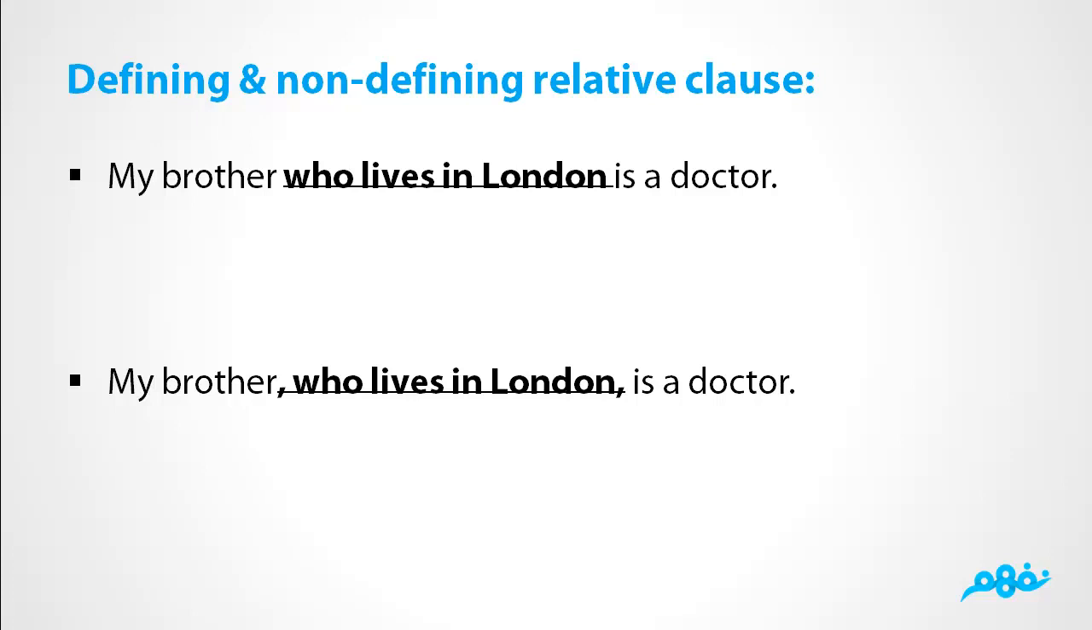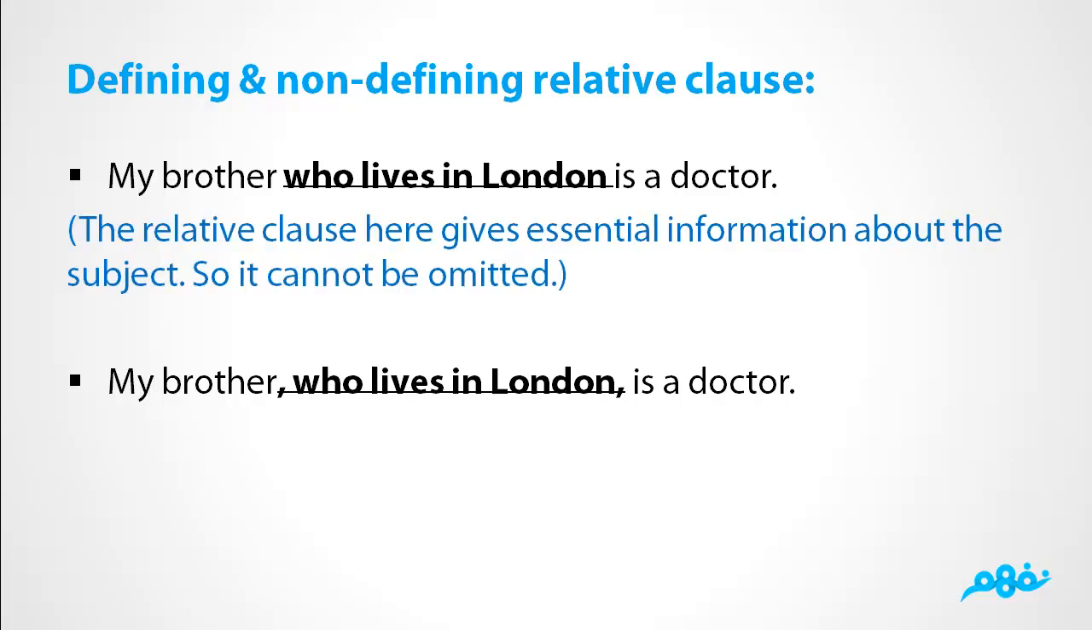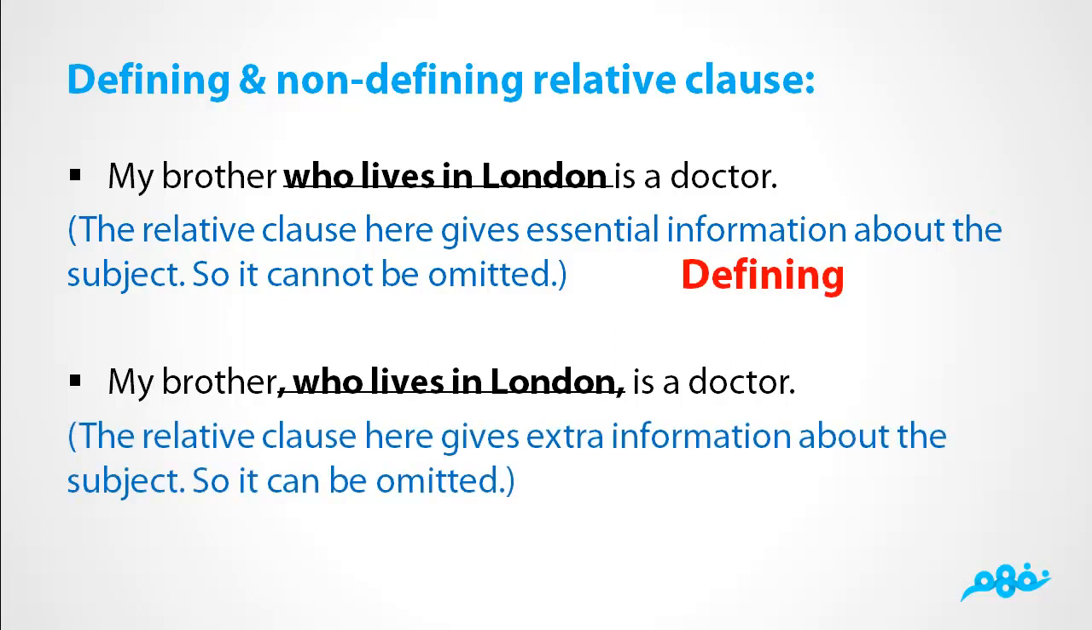The difference between the two sentences: in the first sentence, the relative clause gives essential information about the subject, so it cannot be omitted. But in the second sentence, the relative clause gives extra information about the subject, so it can be omitted. And the non-defining relative clause is always put between two commas, but the defining cannot be put between two commas.